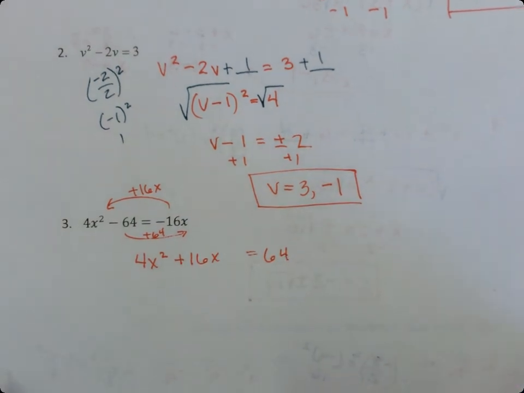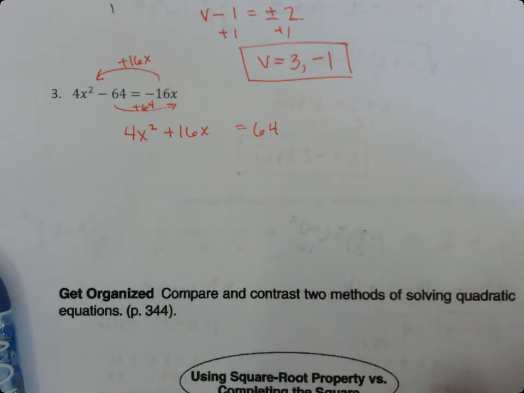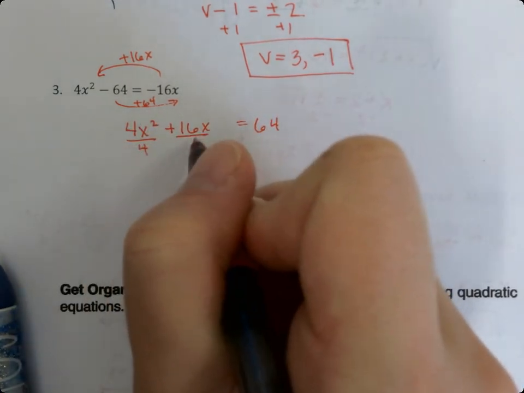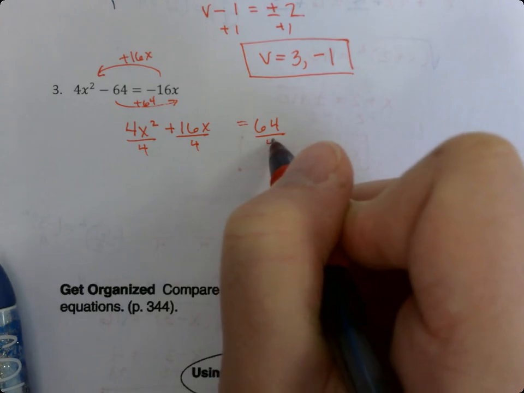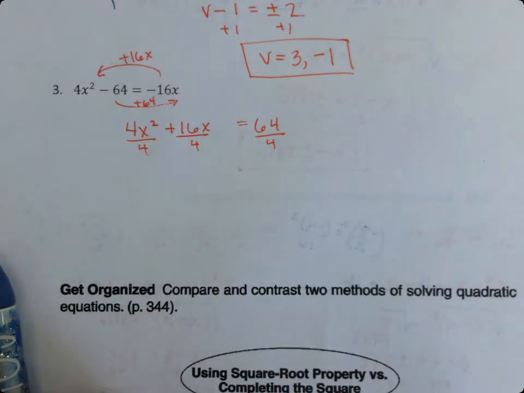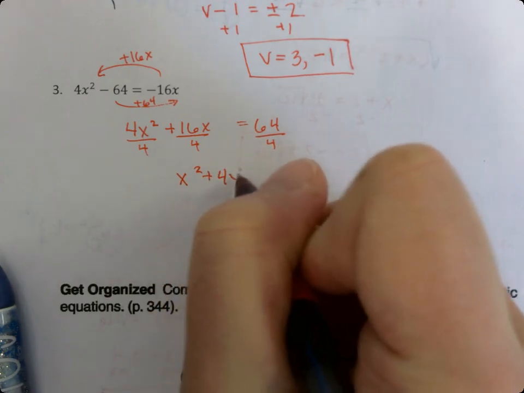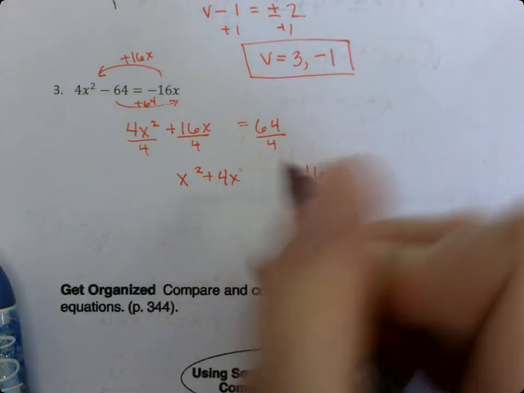Now, I cannot complete the square until I get a as 1. So divide everything by 4. Now these all divide nicely, but you'd still have to deal with it if it didn't. So I'm going to have x squared plus 4x equals 16.